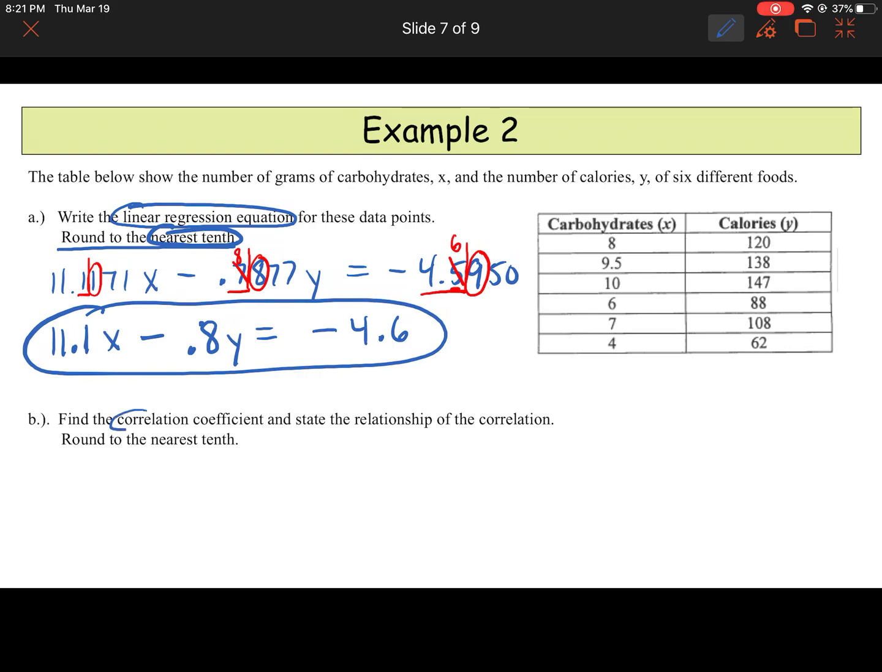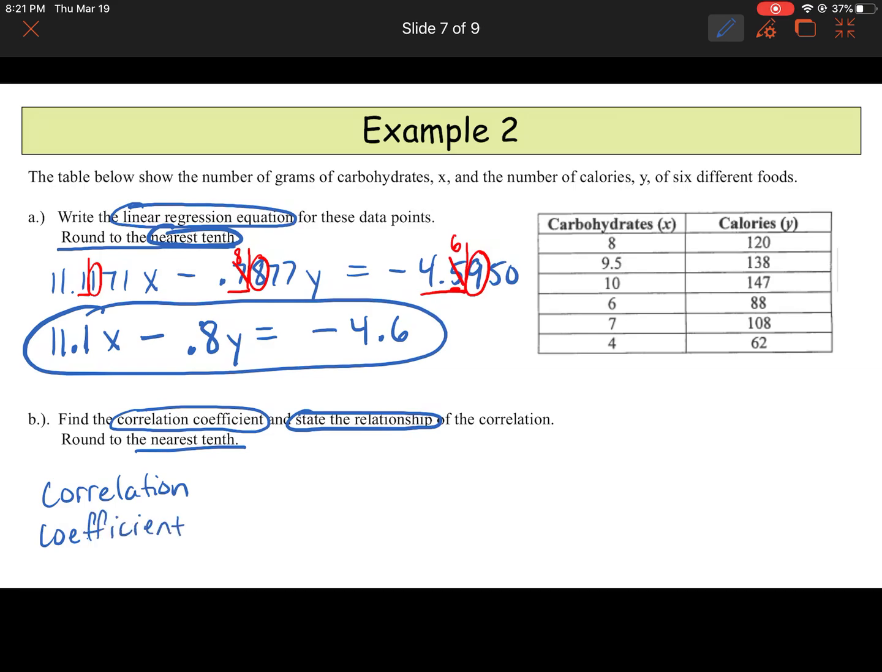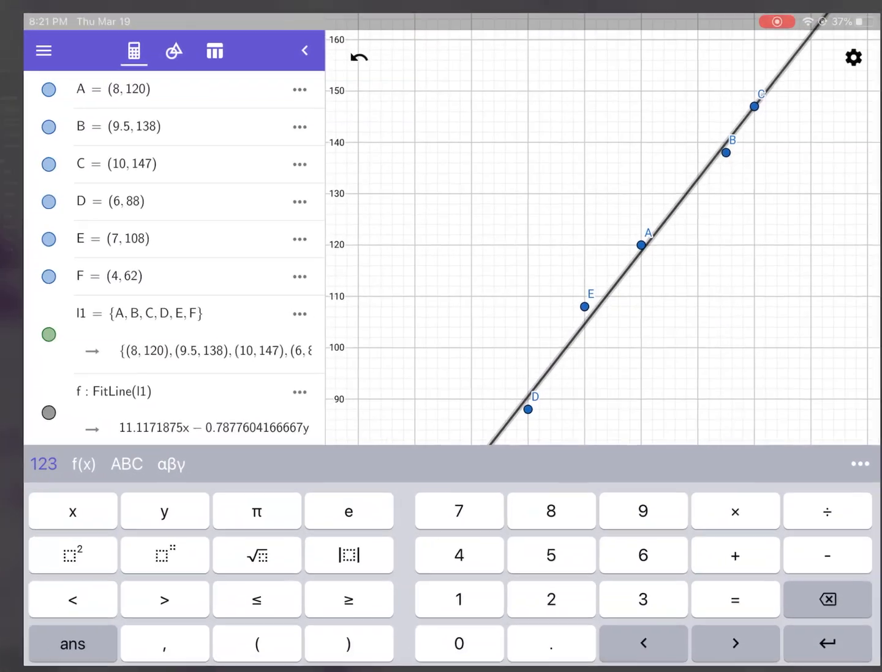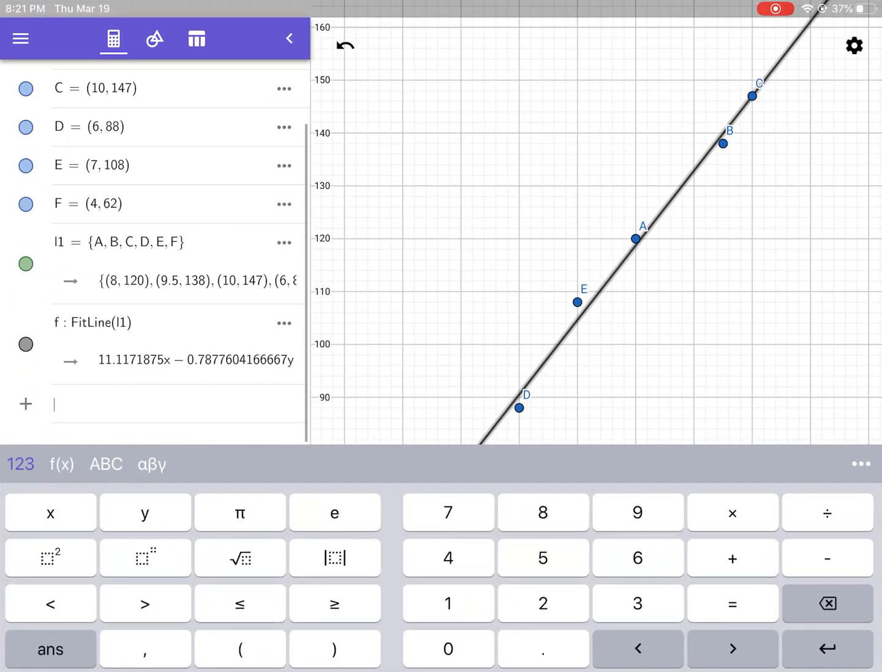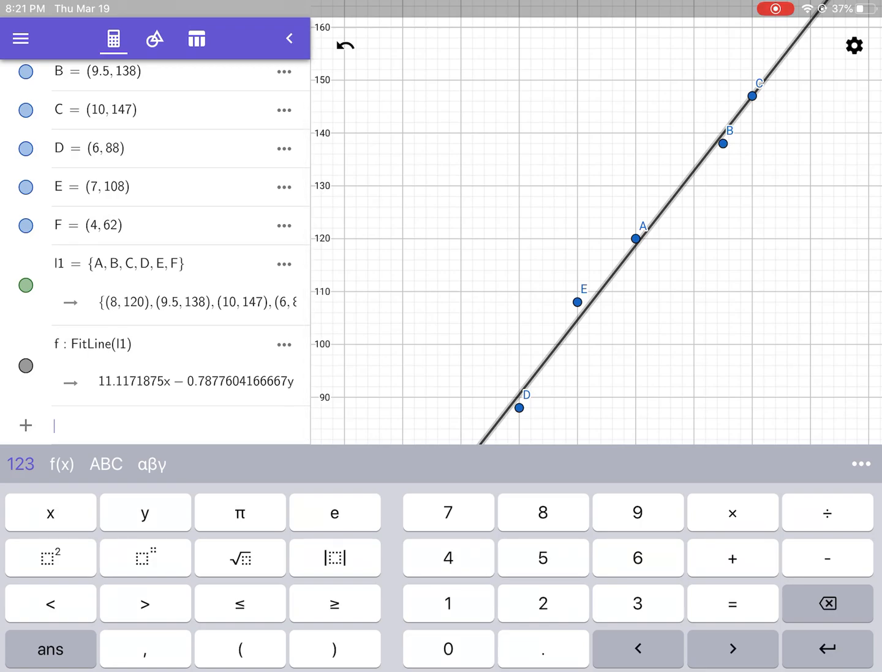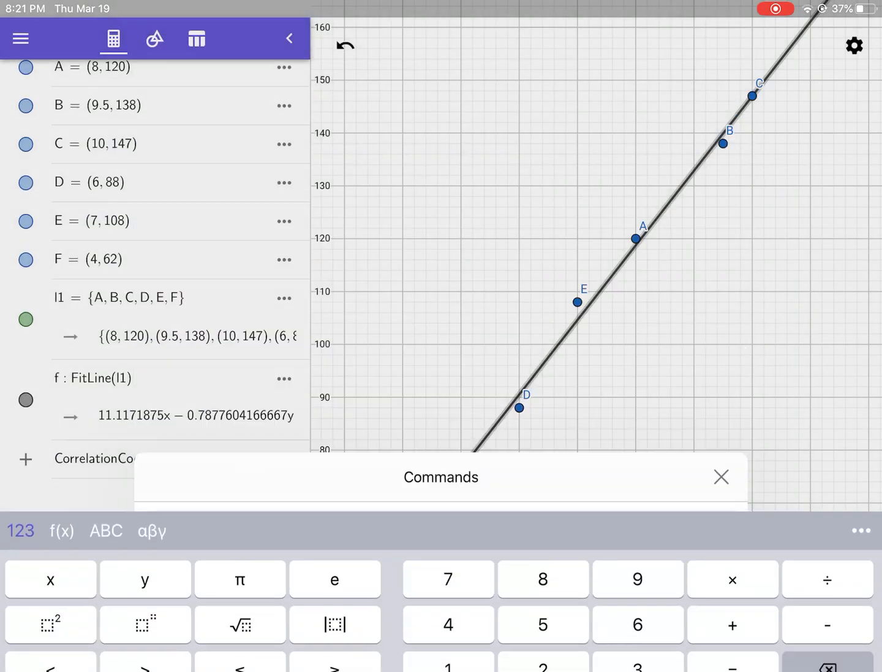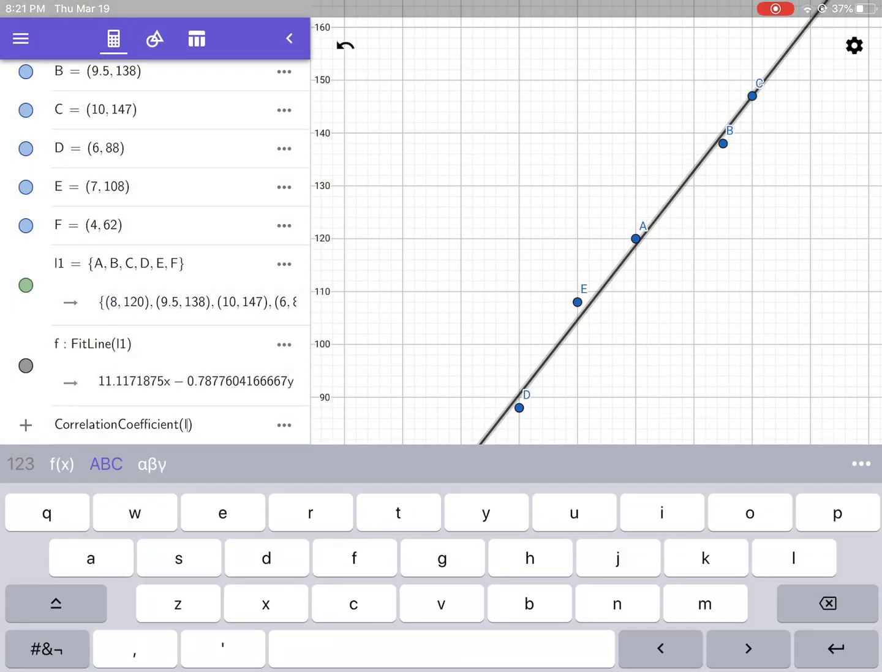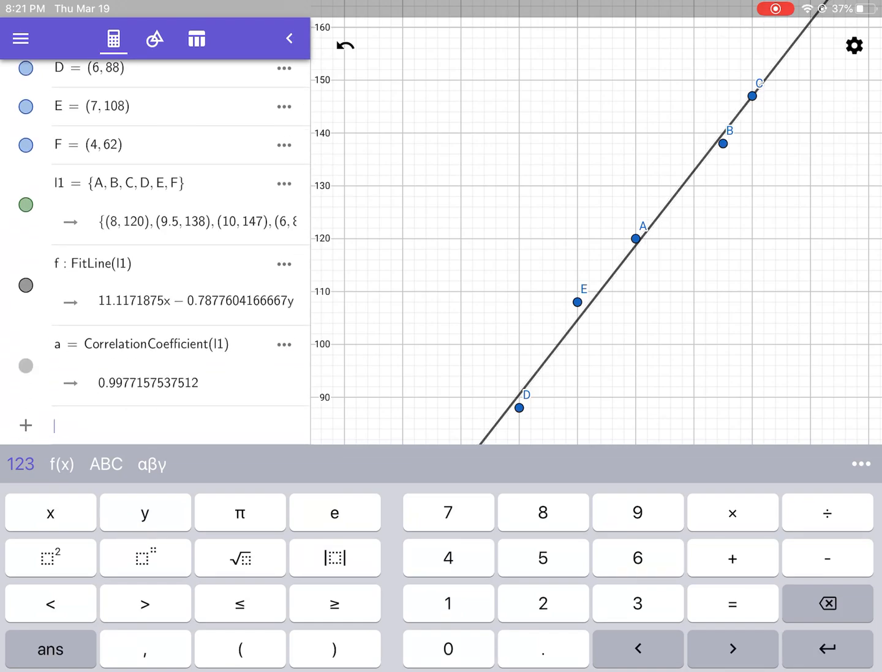And lastly, find the correlation coefficient and state the relationship of the correlation coefficient, round to the nearest tenth. So we're looking for the correlation coefficient. Going to GeoGebra, leaving everything where it is. Don't erase anything. Starting a new line. Triple dot on the right-hand side, and I go to correlation coefficient. I type L1. Enter. There it is. So 0.9977.